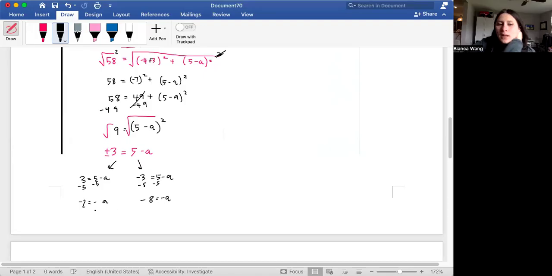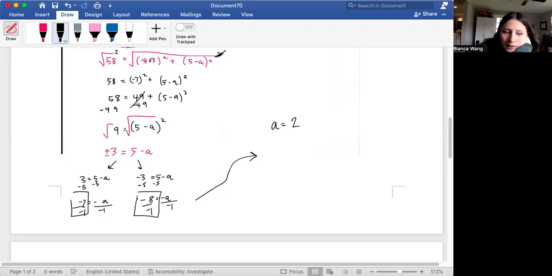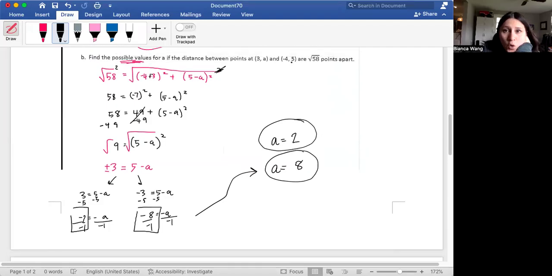Now, how do I get rid of a negative in the variables? Divide by negative 1. So now, I'm working both. I'm going to bring my answers here. I have positive a equals 2, because negative 2 divided by negative 1 is positive 2. And then I have a equals positive 8, because negative 8 over negative 1 is positive 8. So these are my two possible values for the y if I have a distance of square root of 58 apart.